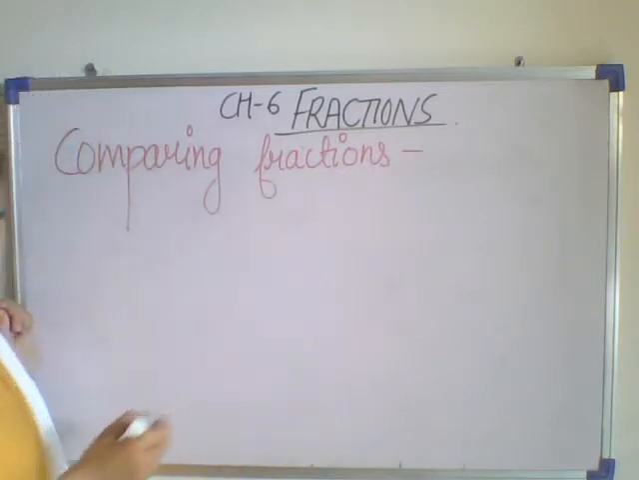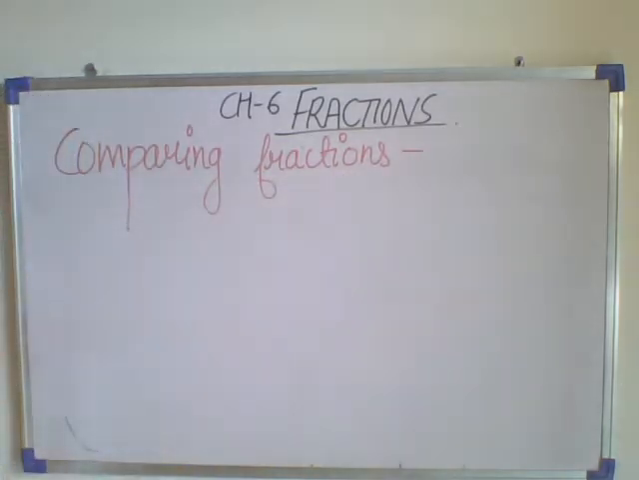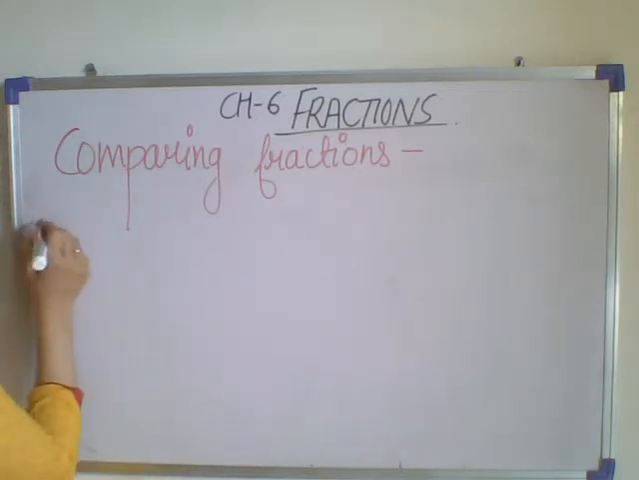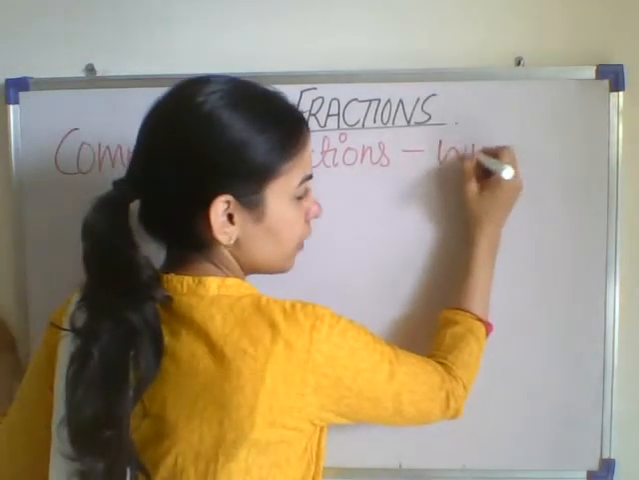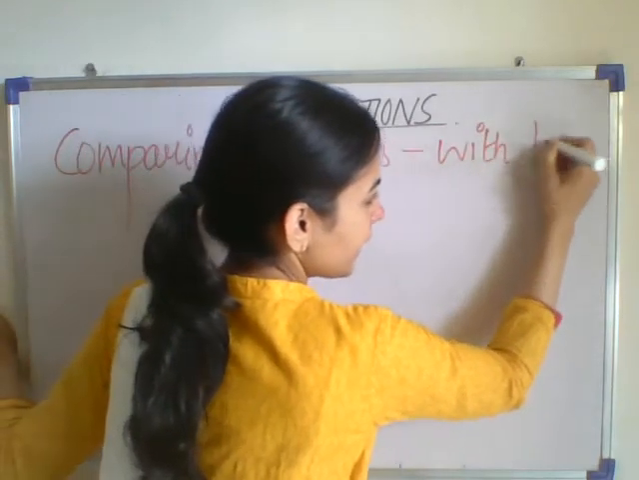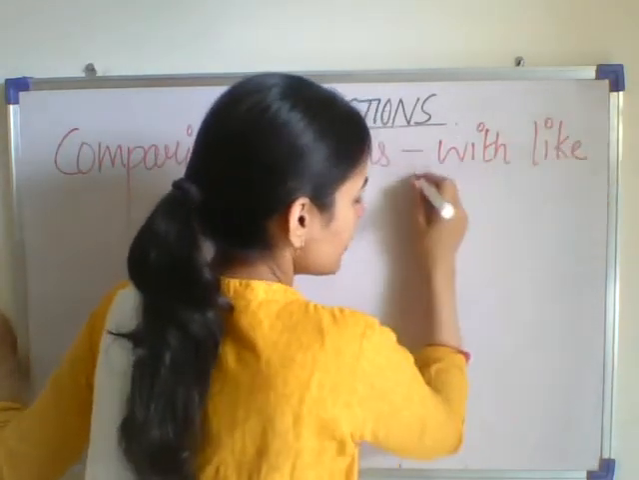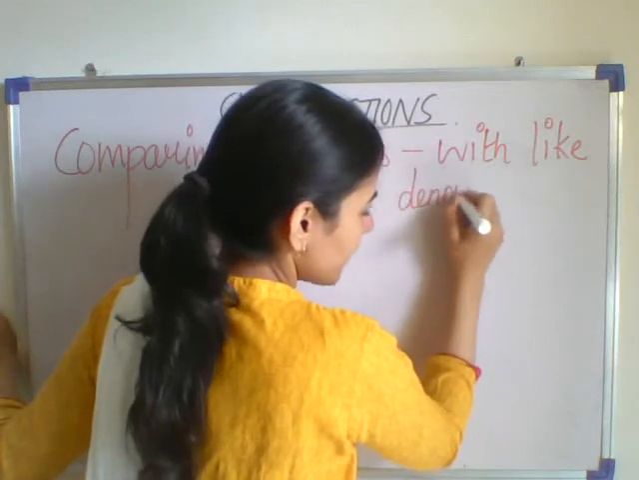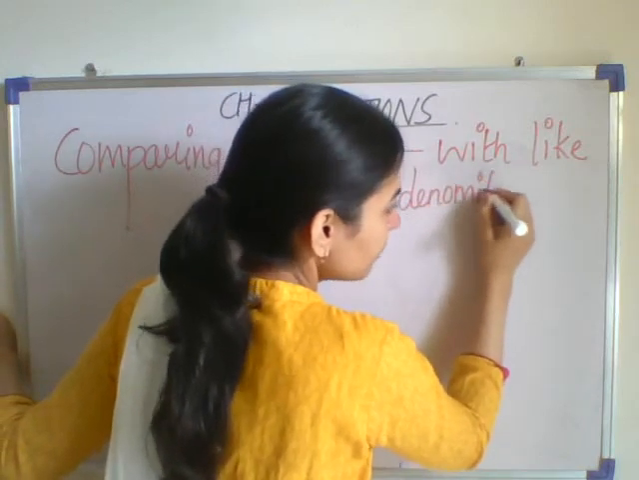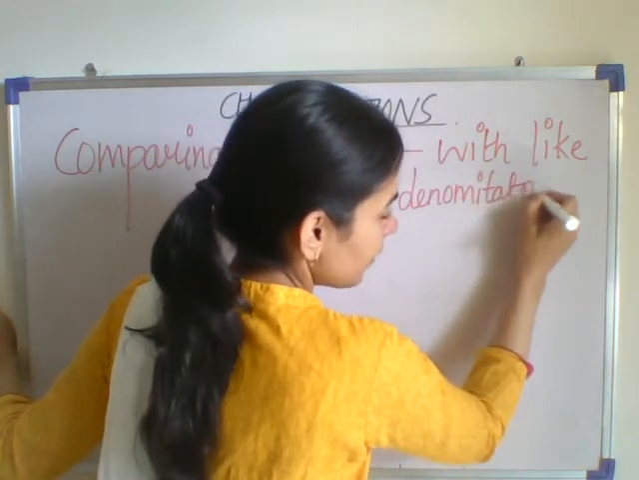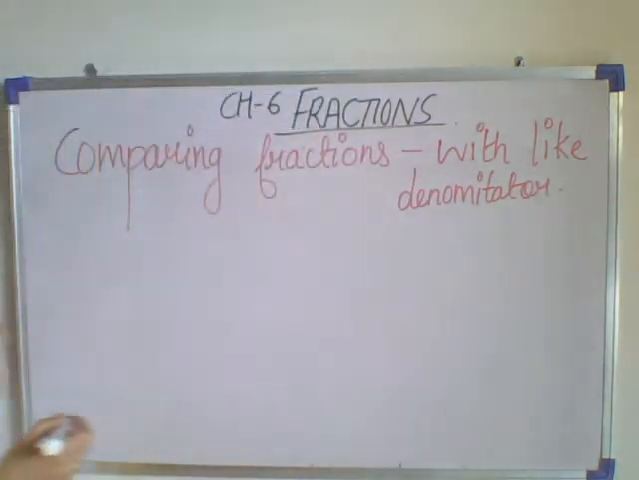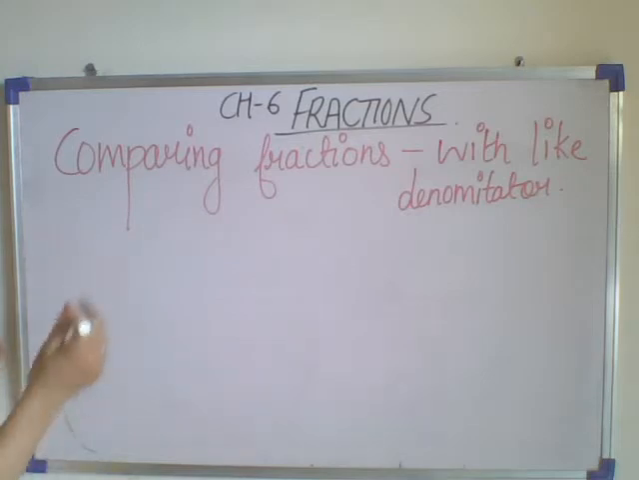Comparing fractions with like denominators. First we are comparing fractions with like denominators. It means that the denominator is equal on both sides. So I am writing here two fractions. One is 6 by 15.